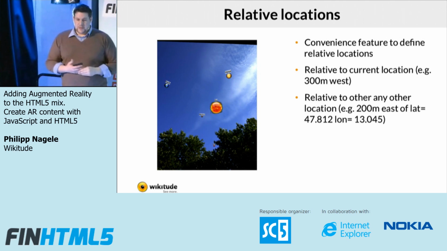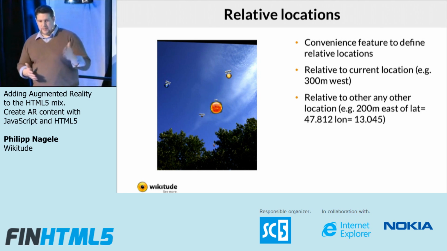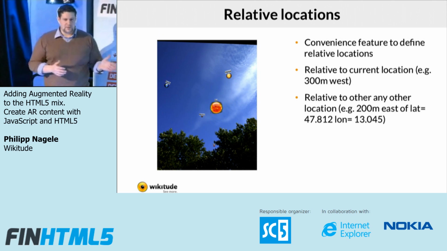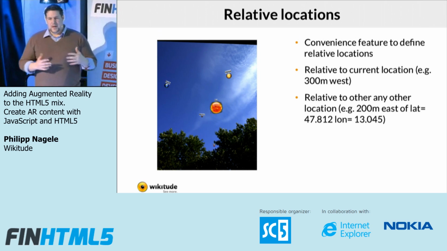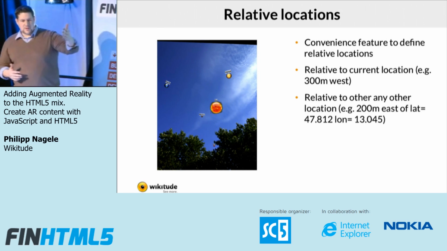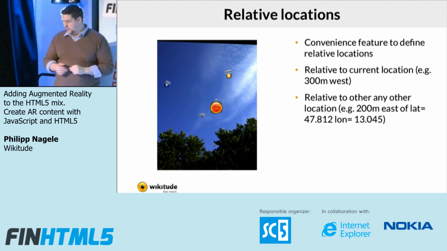Relative locations, beside absolute locations, right? You could define a point of interest by putting in latitude and longitude, but sometimes it's easier to work with, I want to present something 300 meters west of the current position of the user. You can do that on your own, but it's quite complicated.